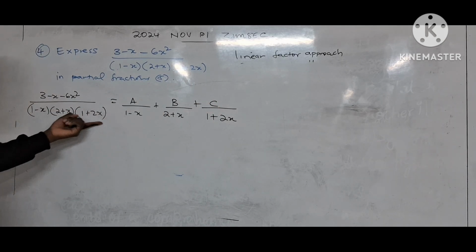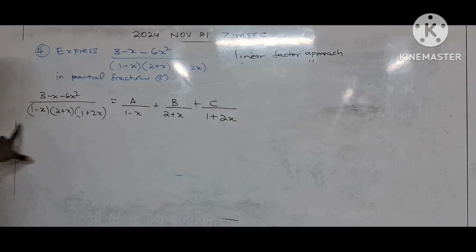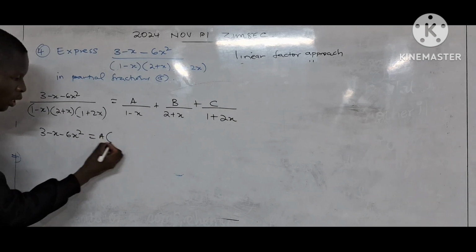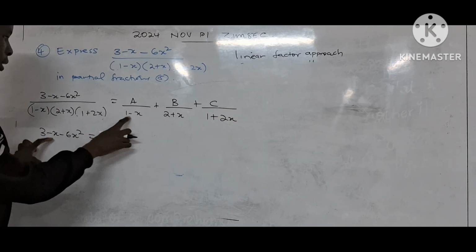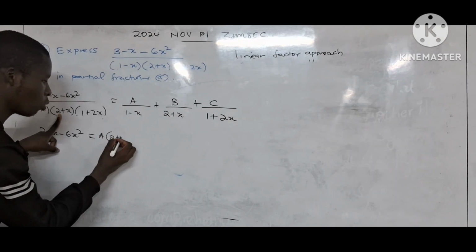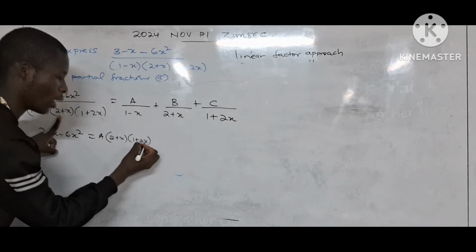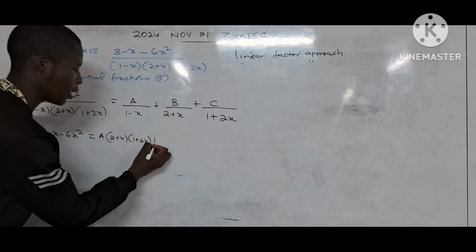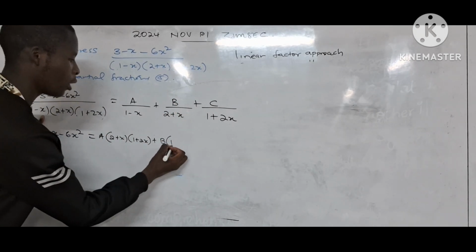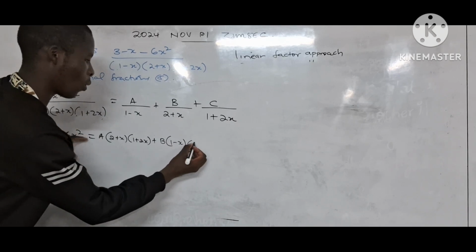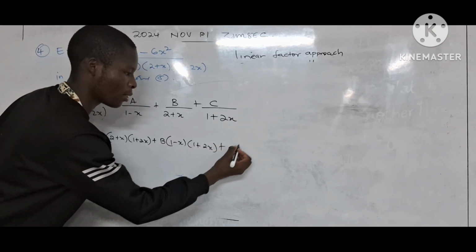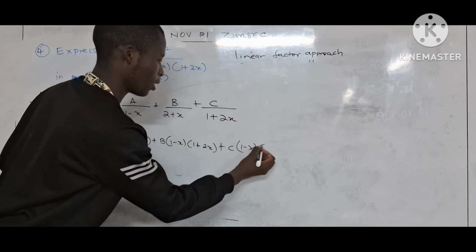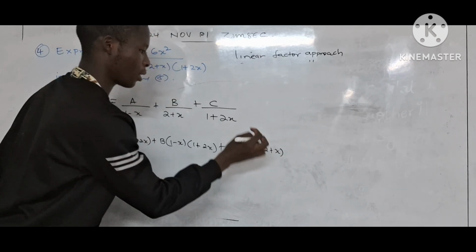This is the LCM. So if you multiply this by this, you will remain with 3 minus x minus 6x squared is equal to A into (2 plus x)(1 plus 2x). Here this is the term multiplied by the denominator. So this is plus B into (1 minus x)(1 plus 2x) plus C into (1 minus x)(2 plus x).